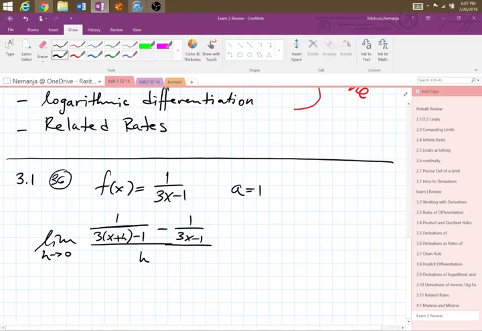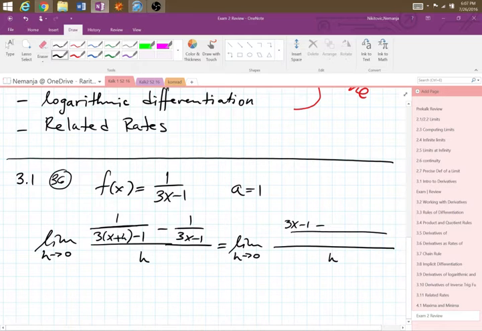The only thing we can do is cross multiply, do the common denominator to subtract the numerator. Denominator stays as h. So what do I have upstairs? I have 3x minus 1 minus 3x plus 3h plus 1. You have to change the signs because there is a negative, right? Divided by open parenthesis 3x plus 3h minus 1 times 3x minus 1.